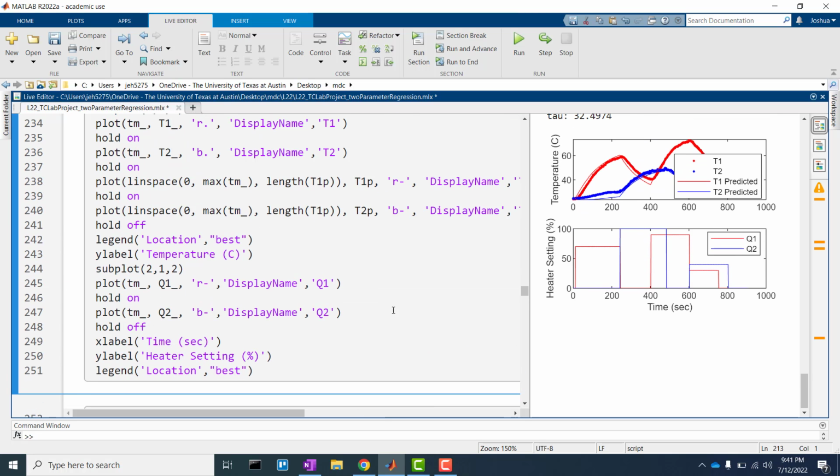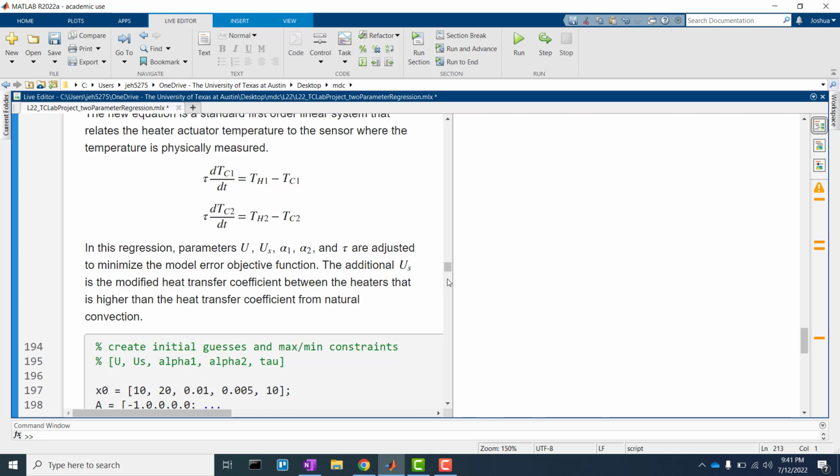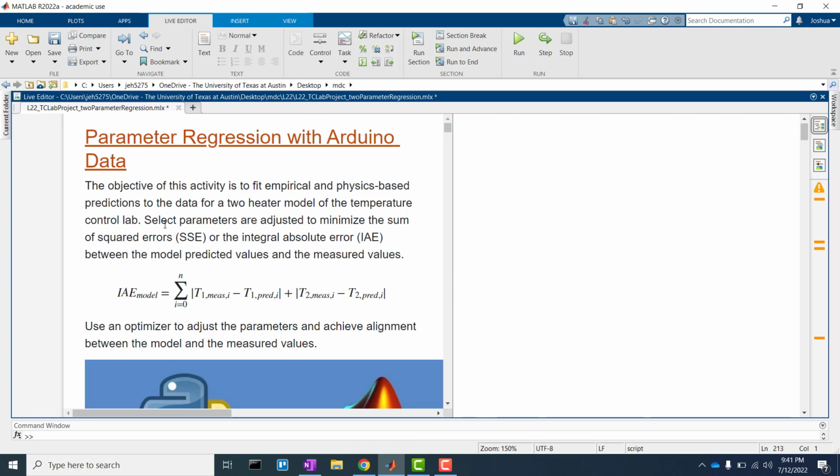There we go, that's 2 heaters. We scrolled down, so let's go to the top real quick and let's kind of review what we did in this one. The objective was to fit empirical and physics-based predictions to the data for our 2-heater model of the temperature control lab, and use an optimizer to adjust these parameters to achieve alignment with what is actually happening.